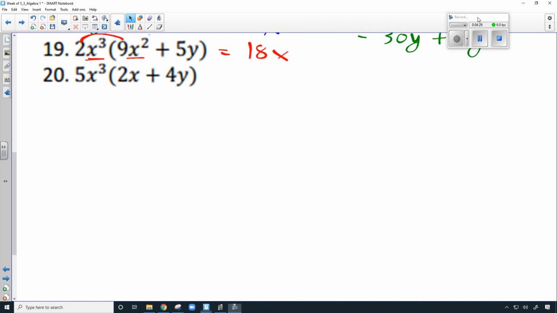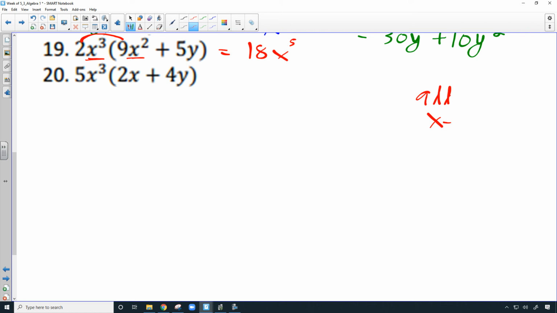Okay, excellent. So we're going to go through 19 and 20. So on 19, we wanted to go ahead and multiply 2 times 9, which is 18. X to the third and x to the second, we add 3 and 2. We add the exponents.